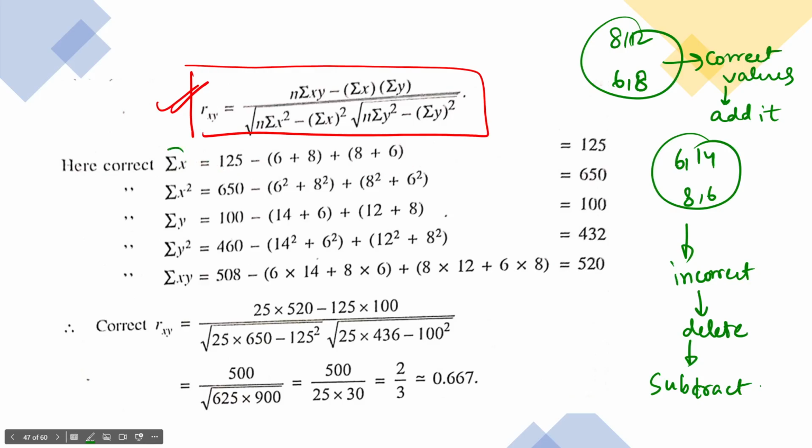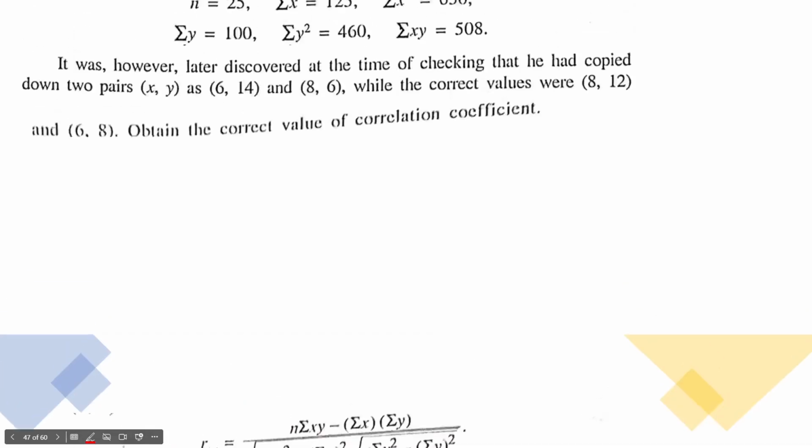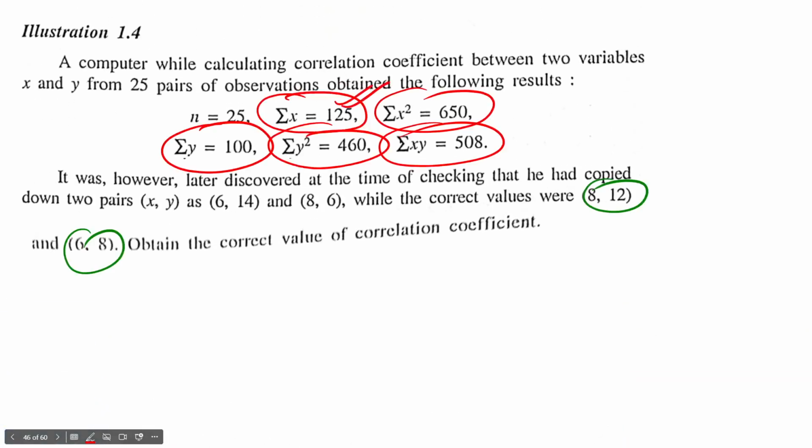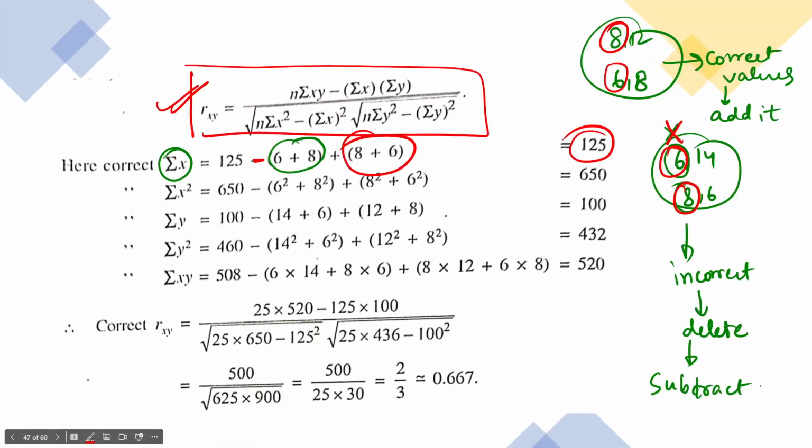So in summation x, you subtract 6 plus 8, because 6 and 8 are the values of x. And 8 and 6 again, you have to add. So there will be no change. The value will be 125, as it was given in the question. So in summation x, there will be no change.